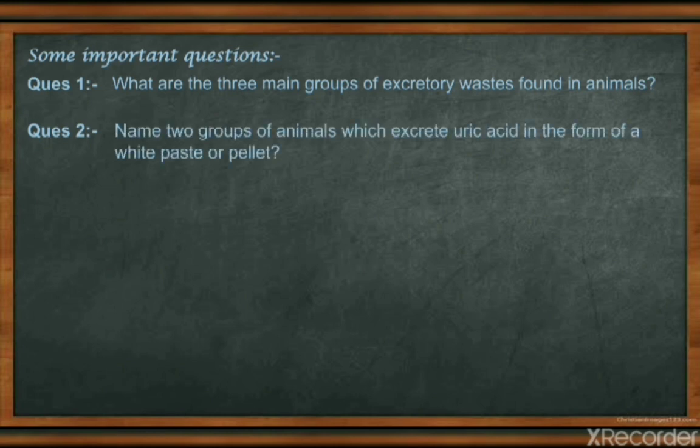Next question, name 2 groups of animals which excrete uric acid in the form of paste or pellets. Okay, paste means solid. One thing that I told you is that insects and birds excrete uric acid in the form of pellets, which means solid form. Those 2 groups of animals are insects and birds.